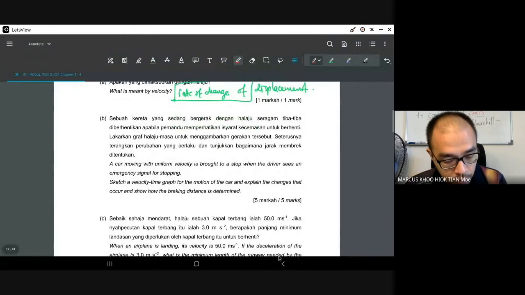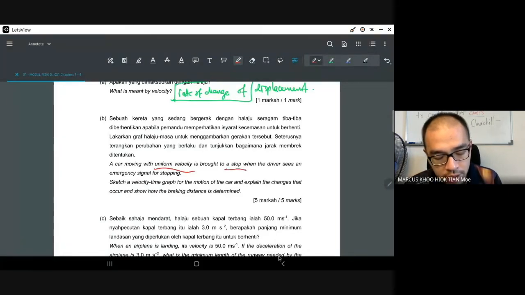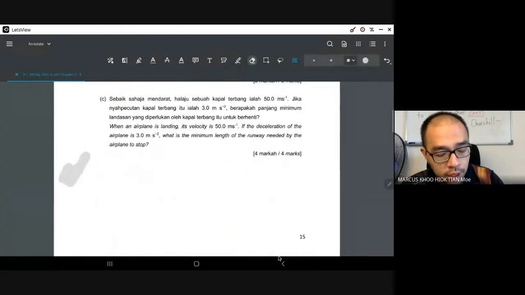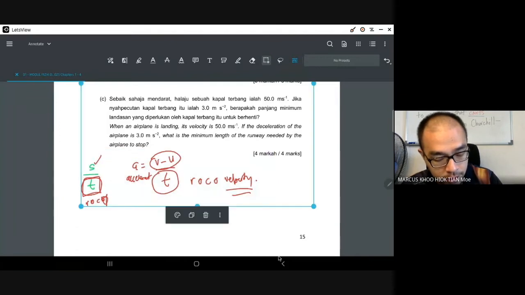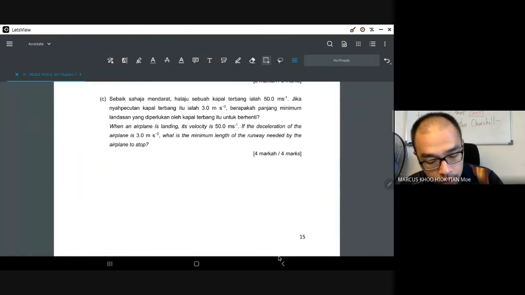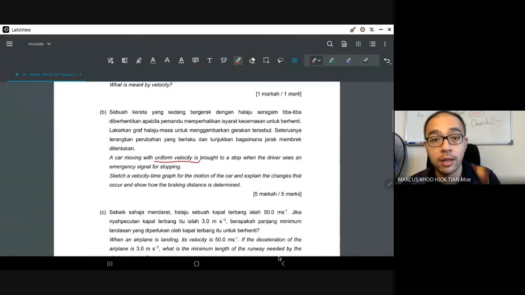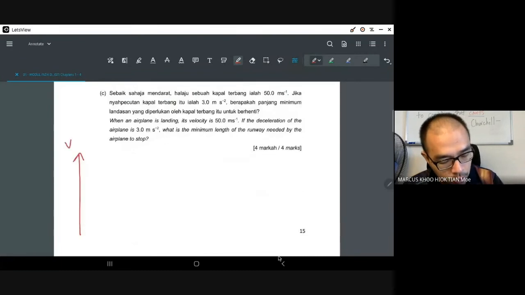Now, a car is moving with a uniform velocity, brought to a stop when a driver sees an emergency signal for stopping. Sketch a velocity-time graph for the motion of the car and explain the changes that occur and how the braking distance is determined. This will be good for us to revise. First of all, we need to draw the graph. At first he's moving with uniform velocity, constant velocity throughout. So on the velocity-time graph, constant velocity means he's moving with the same velocity.